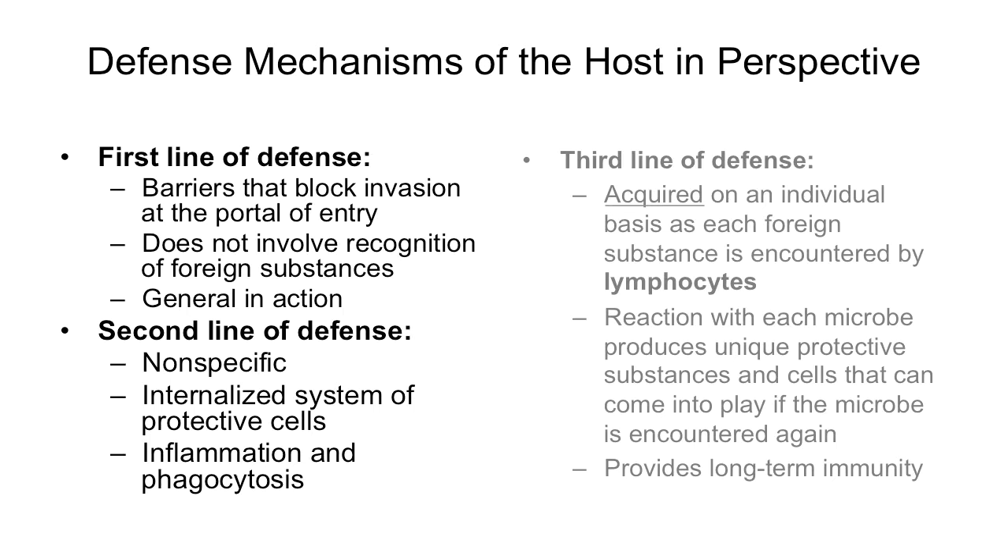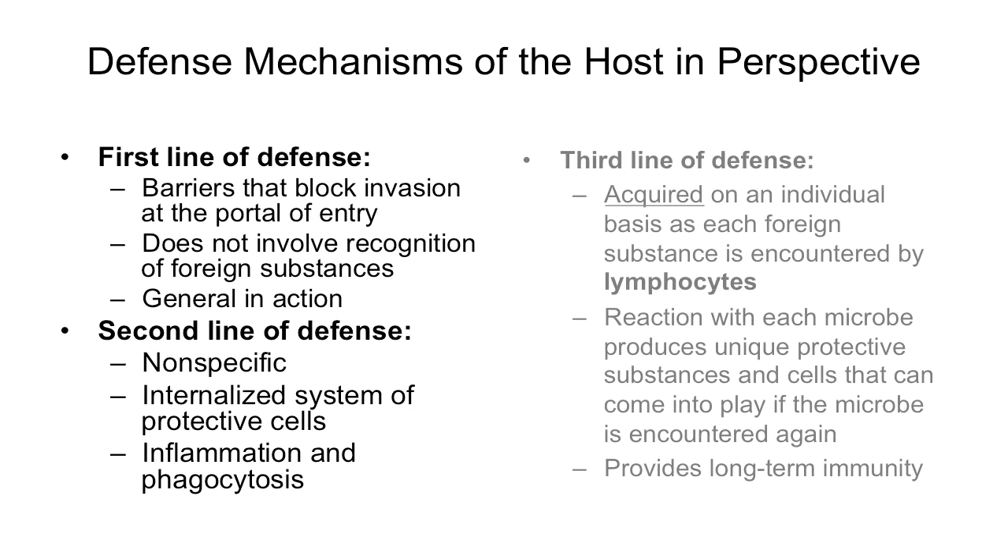We're going to be looking at three basic lines of defense. The first line of defense is going to be the barriers that block invasion at the portal of entry. Those defenses do not involve recognition of foreign substances. They are universal and can work without recognizing any specific part of the invading microorganisms, and they're therefore general in action.